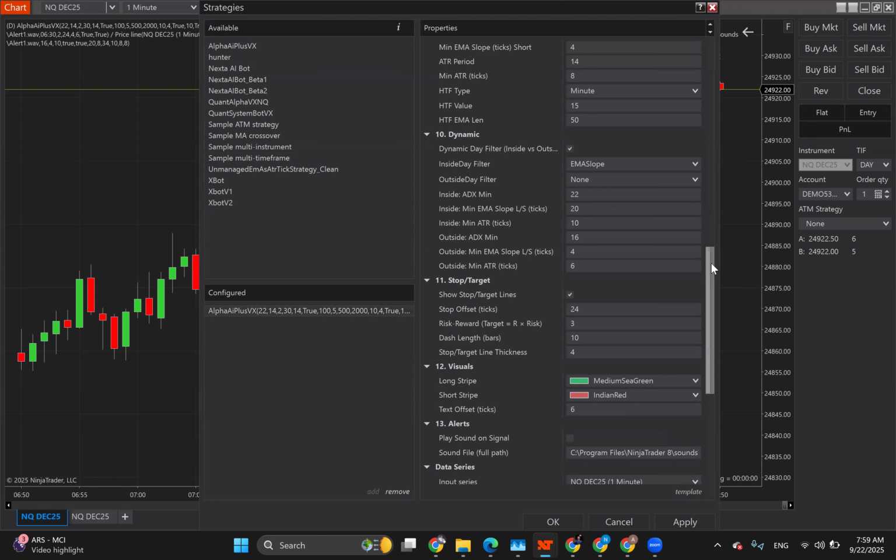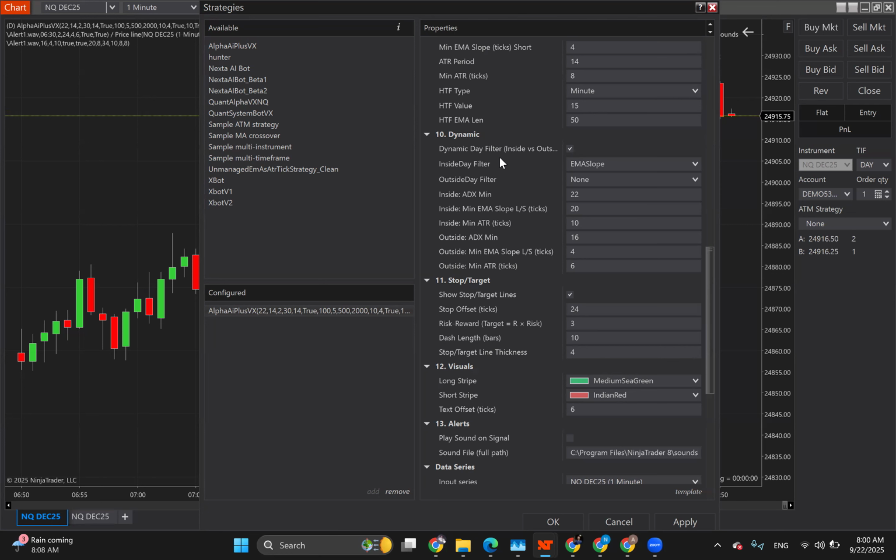The other dynamic, which I love, is the dynamic day filter by inside versus outside days. So what's an inside day versus an outside day? An inside day, and I'm talking about the daily chart now, means the current day opens within the previous day's high and low. Inside. So the current day is inside the previous day. When you have an inside day, most likely it's going to be a little bit choppy day versus outside. An outside day means the market opens and then passes the previous day immediately. This is the outside day, so the market will be more dynamic. You have a bigger range.